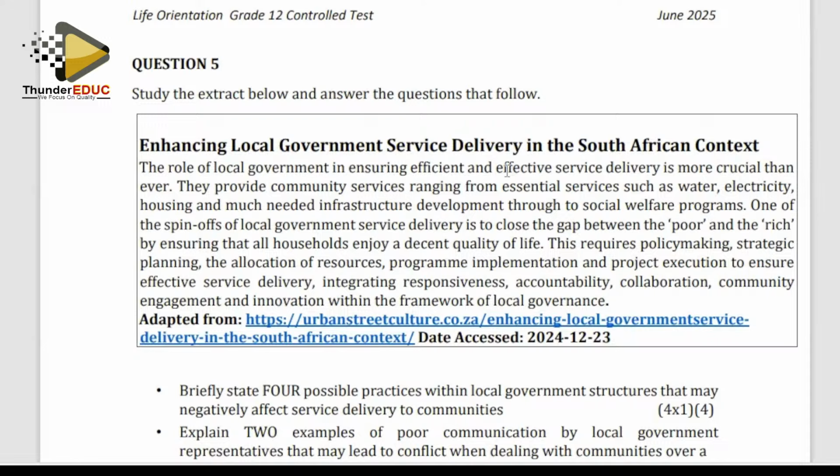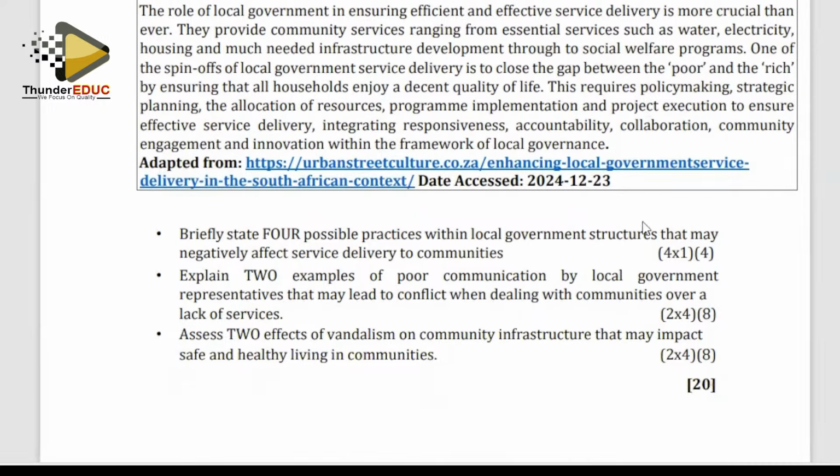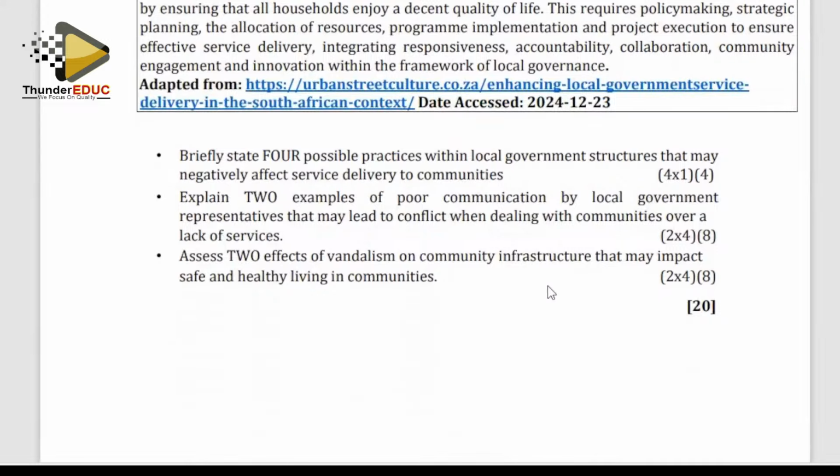This requires effective policy planning, strategic planning, the allocation of resources, program implementation, and project execution to ensure effective service delivery, integrating responsiveness, accountability, collaboration, community engagement, and innovation within the framework of local governments. So the question reads, briefly state 4 possible practices within local government structures that may negatively affect service delivery to communities. So we are looking within the framework of local government. What might affect effective service delivery?